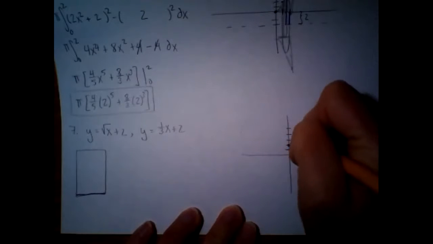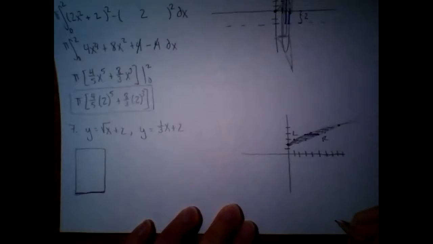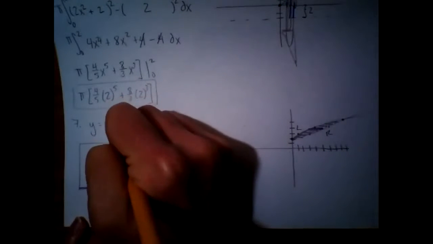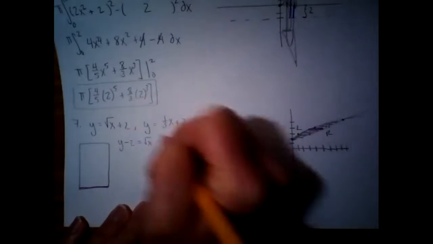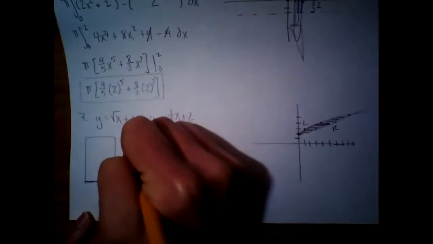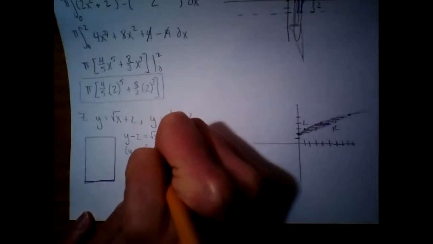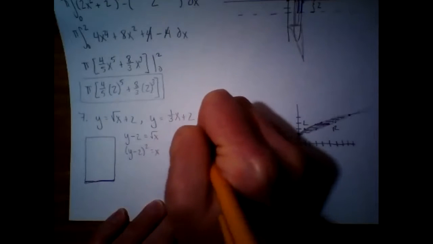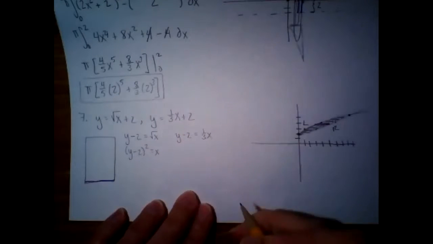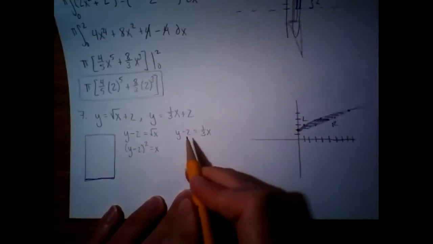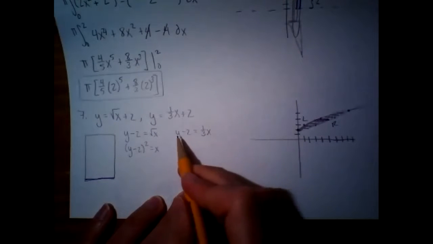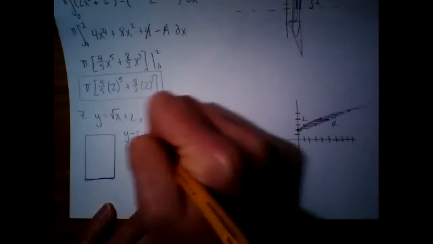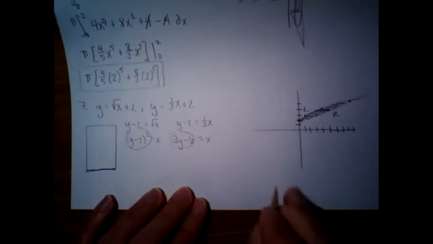And we're going to need to rearrange the equations so that they are x equals. So for this first one, we're going to subtract 2 and then square both sides. And then for this one, again, we're going to subtract 2. And to get rid of the 1/3, we're going to multiply everything by 3. So you have to distribute a 3 through there. So 3y minus 6. So these are the 2 equations that we're using.